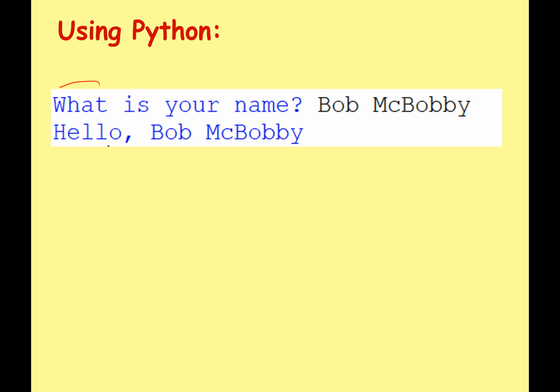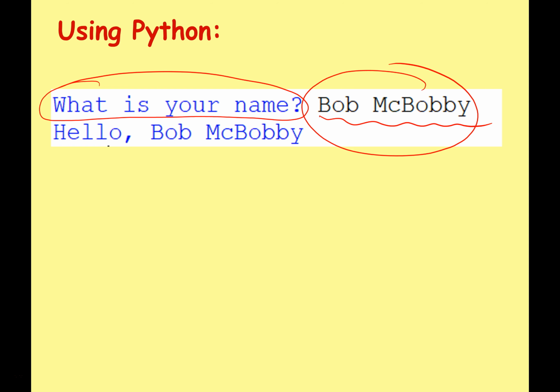So we've got the text, what is your name? The user types something in, Bob McBobby, not my real name, by the way, and it prints out, hello, Bob McBobby. Okay, I can't speak at the moment. But whatever the user types in here is what gets printed out here. Run it two or three times, change the name, and you'll see it'll keep printing out different things.